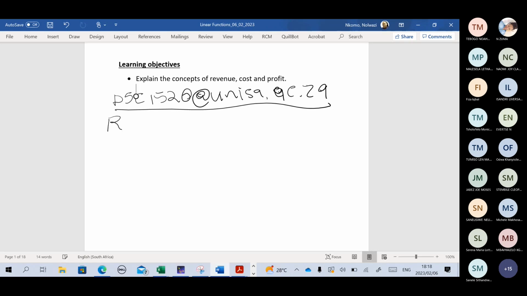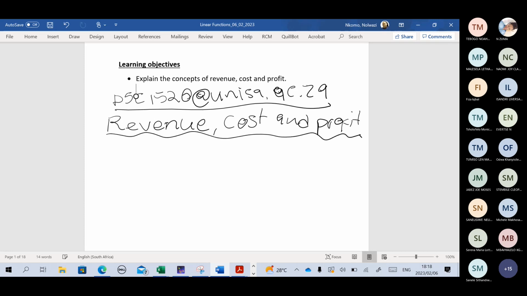I said we'll start from revenue, cost, and profits. Okay, you know, the aim for any business is to make a profit, right? And in order to calculate a profit from any operation or from any product that you are selling or just from your business, you need to know the cost of the operation and the income that would be generated from that operation.